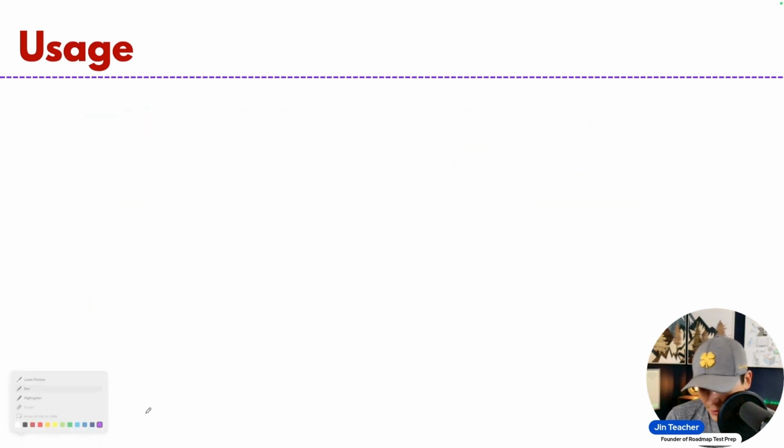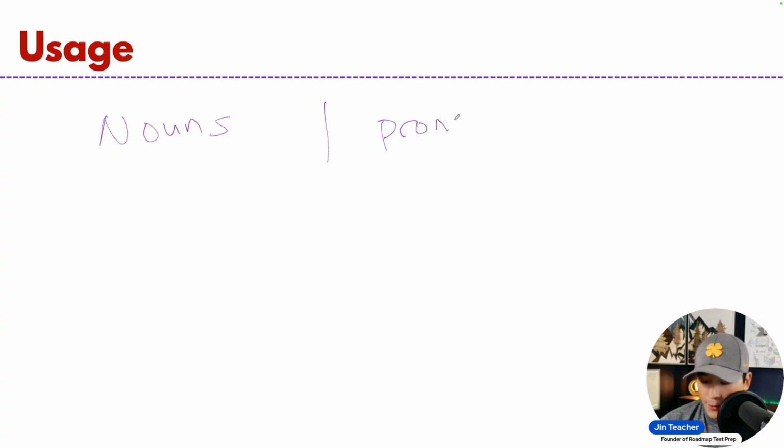Now, there are two types of words that apostrophes can be used with, and you're going to see both of these types on the SAT. Apostrophes can be used with nouns, and they can also be used with pronouns. Nouns are basically more specific versions of pronouns. Pronouns are more general words that replace nouns. A noun is a person, place, thing, event, or idea, and a pronoun is a more general word that refers to that noun.